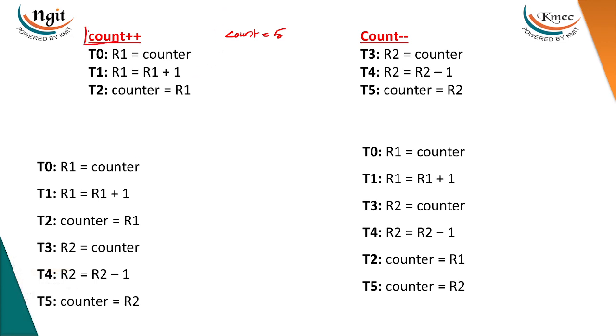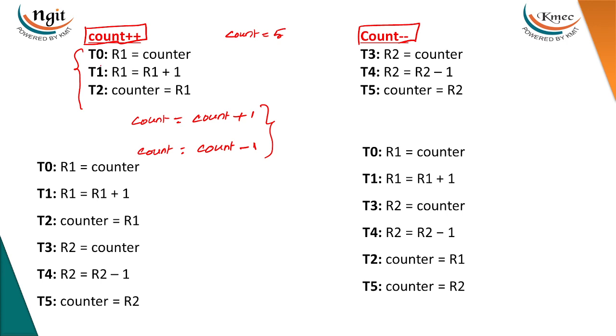But this count plus plus and count minus minus appear as a single statement in a high level language. If you see this, we can write count plus plus as count equals count plus 1, and count minus minus as count equals count minus 1. When we convert these to assembly language, each will be divided into three statements: t0, t1, t2.